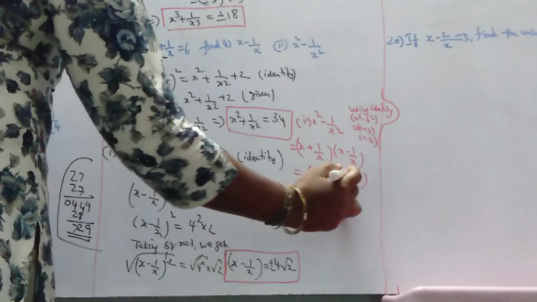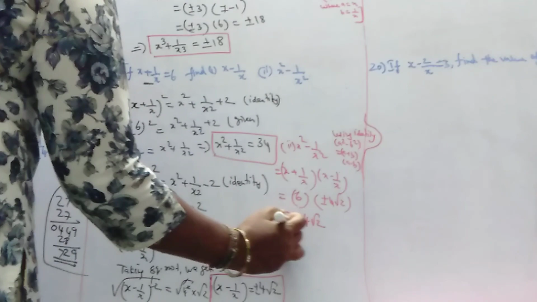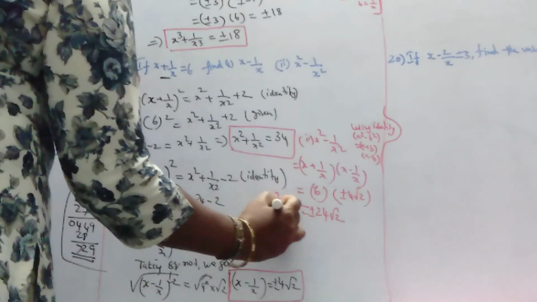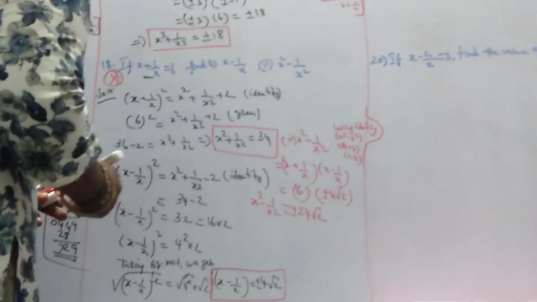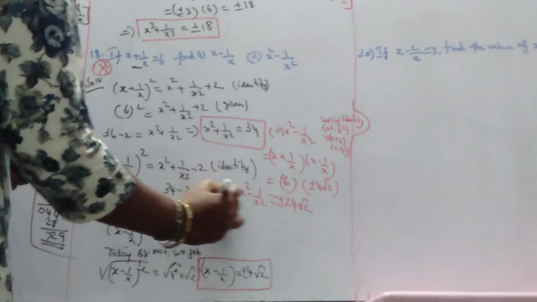So 6 into 4 is 24. That is plus or minus 24 root 2 is the solution of this x square minus 1 by x square, which is the second subdivision answer.